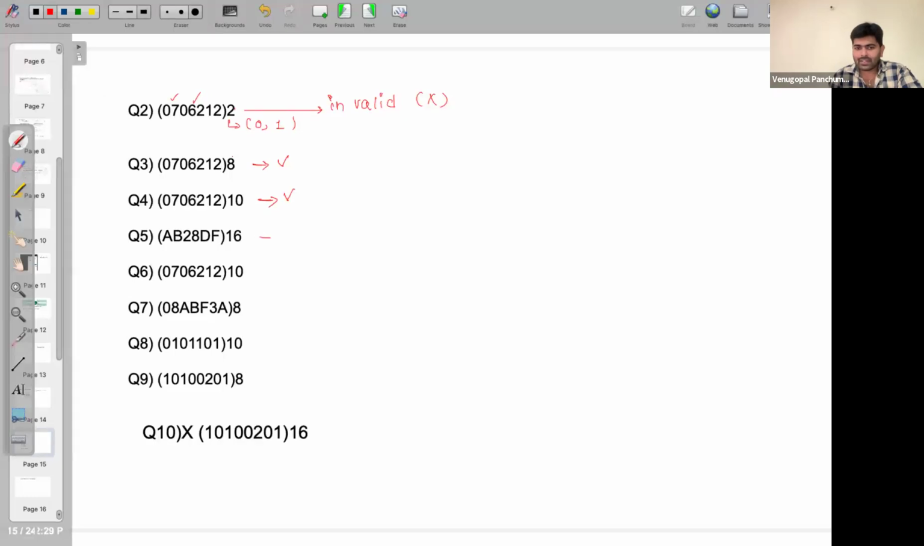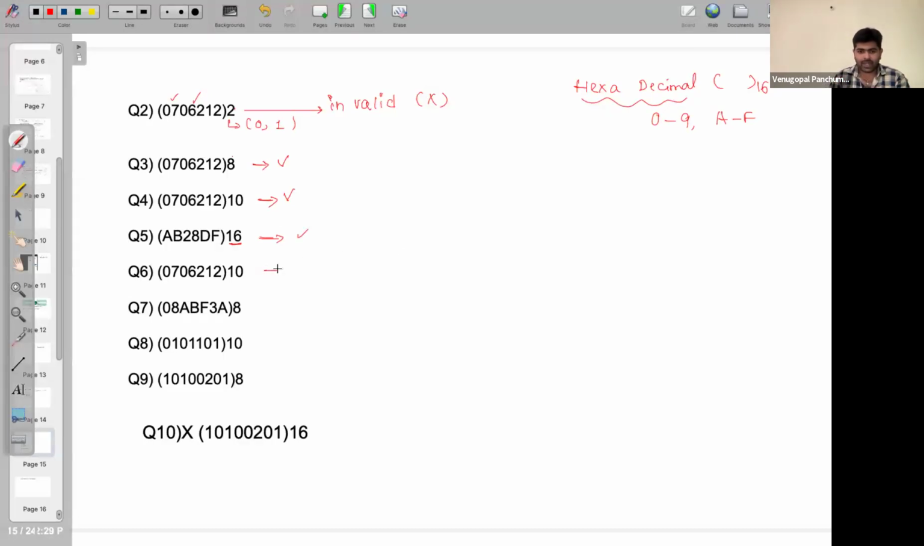Now tell me, is it valid or invalid? Remember it is base 16, so hexadecimal. Hexadecimal uses 0 to 9 and A to F. That is base 16. Hexa means 6, decimal means 10, so total 16. So this is also valid.